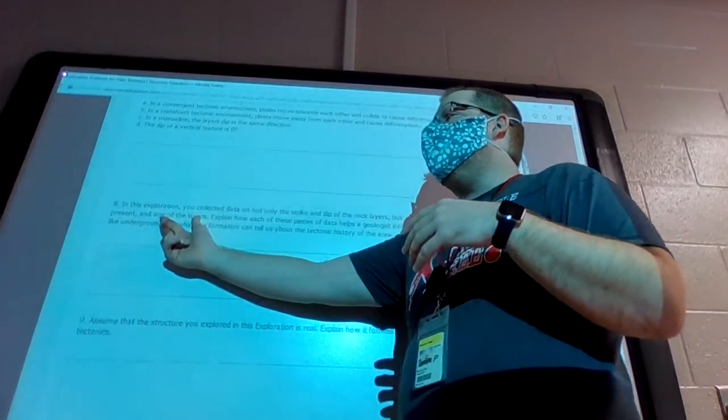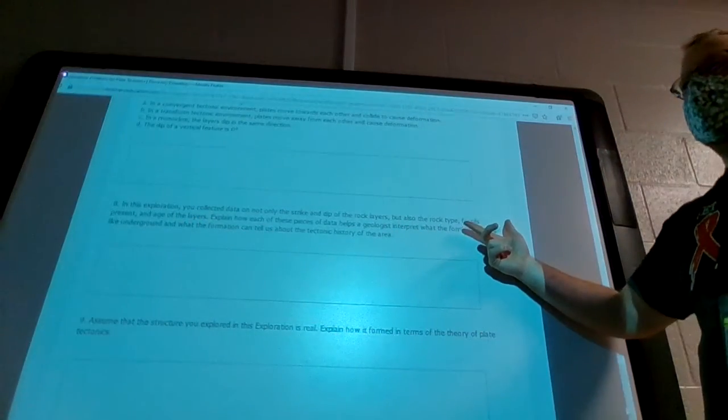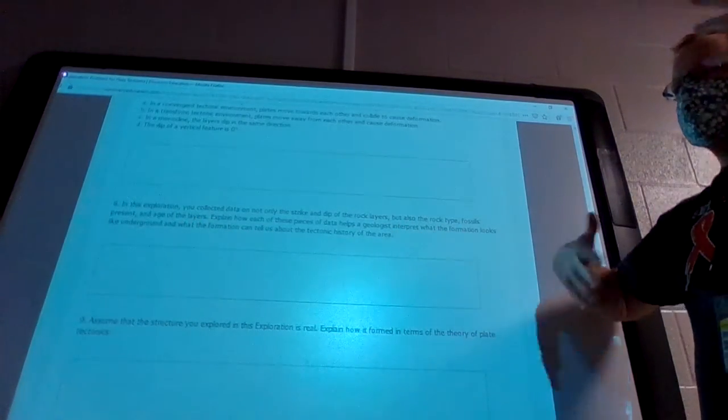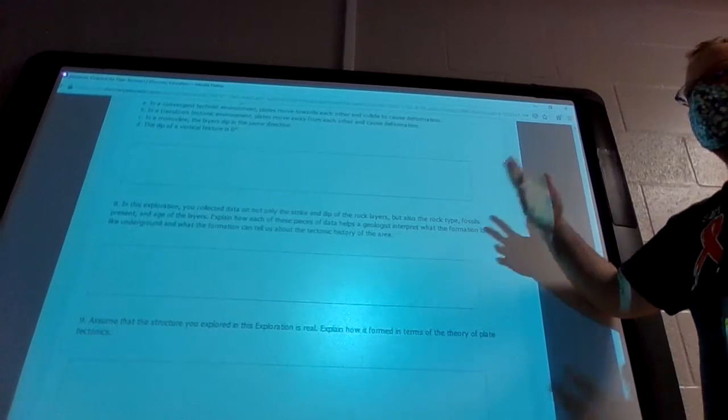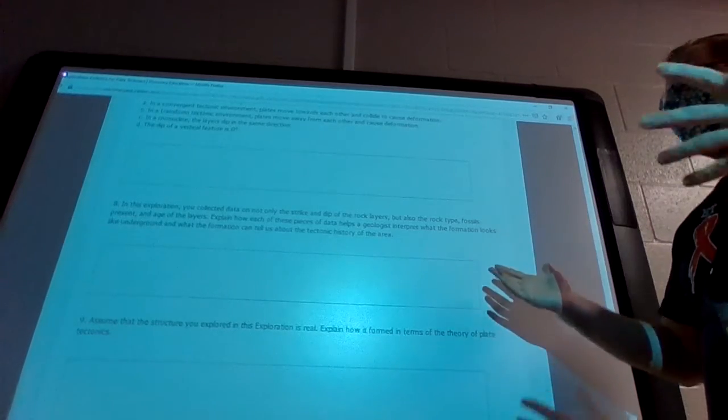So age of the layers tells us not only how old the rocks are, but what was going on in the time frame that they were created, and since they've been alive.